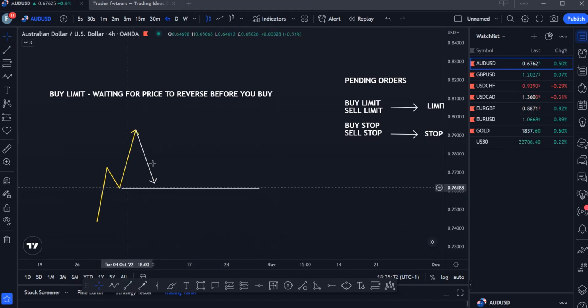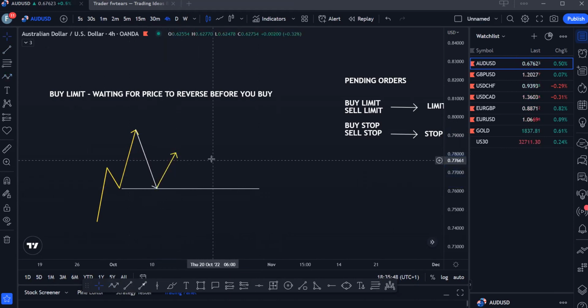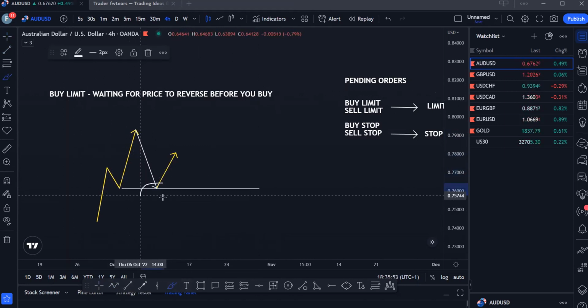So once price gets here and touches your order, immediately your buy limit is going to trigger, and you'll be entered into the market for a buy. It's as simple as that. So in using a buy limit, you want price to reverse to your zone, your order price, before taking a buy. So you are entering on the reversal. That's why limit orders are reversal orders.